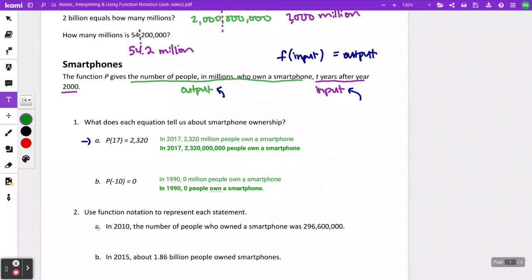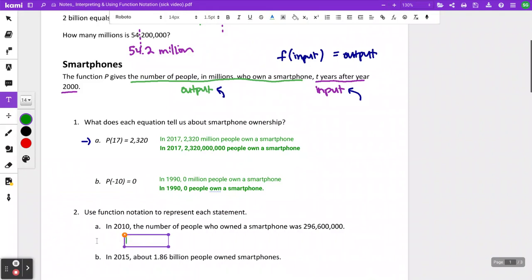All right. So for this first one, it's talking about the year 2010. I know my function notation is going to start with the name of the function, which is p, and then inside the parentheses is our input, which, using what we had marked from earlier, the input, remember, is the years. But we can't put the year 2010 there. We can't have the number 2010 be our input, because that would mean 2010 years after the year 2000. That would be the year 4010. Instead, I need to do some quick mental math. 2010 is going to be 10 years after the year 2000. So our input should be the number 10.